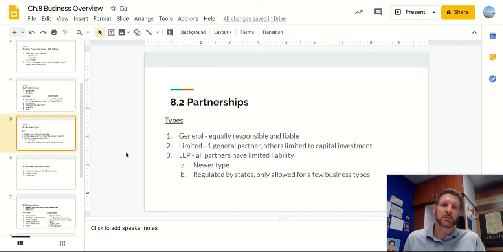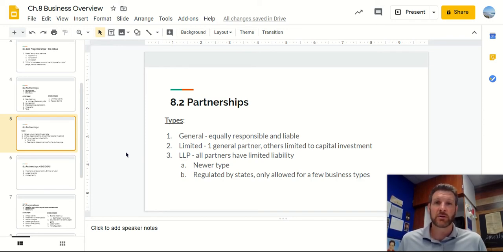The three types the book goes over are general, limited, and limited liability partnerships. The general just means we're all equal. We're equally in charge, we're equally invested, and we're equally liable. So we all have an equal say. Doesn't mean we necessarily do all the same things, but we're equal partners in this. And also, when things go good and when things go bad, we're generally equal.